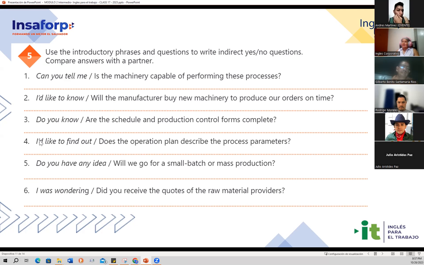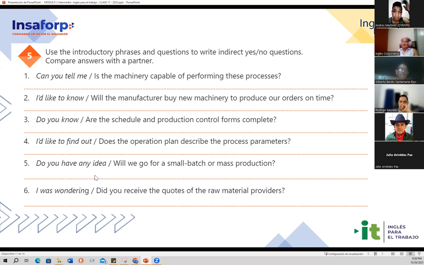Si comienza con una frase, ya no necesitamos el question mark aquí. Si comienza con una question aquí, sí. Okay? So in this case, yes, we remove that question mark. It will be just a period at the end. Okay? Okay, number five.